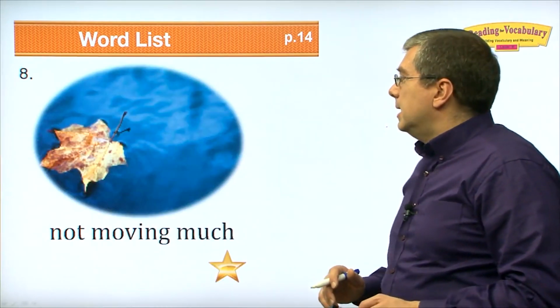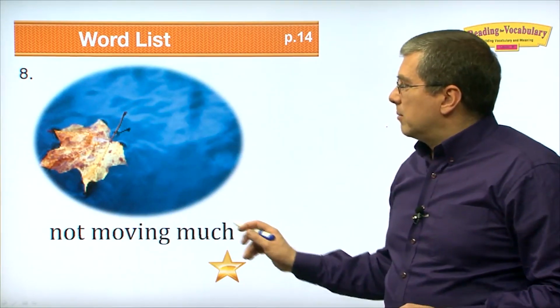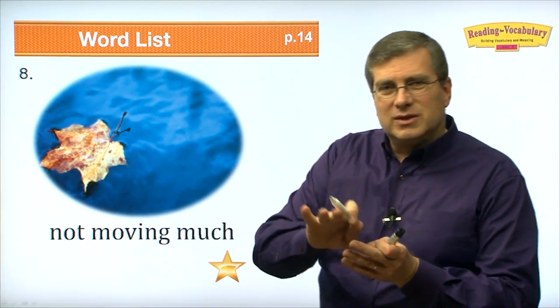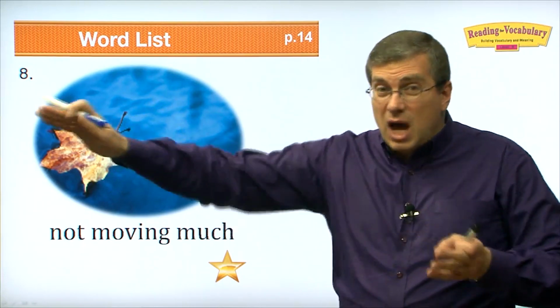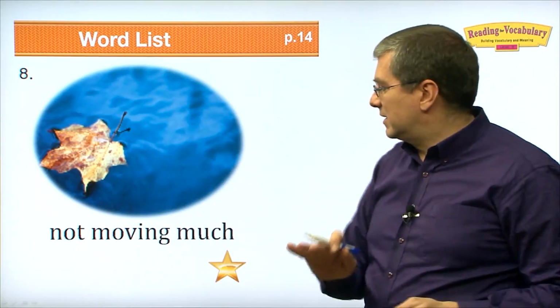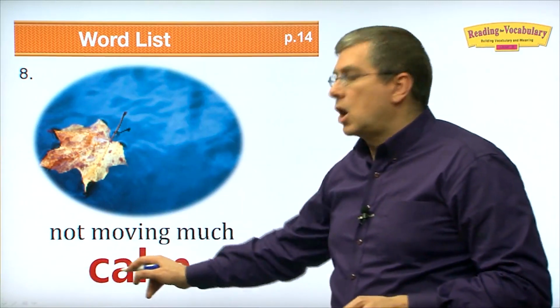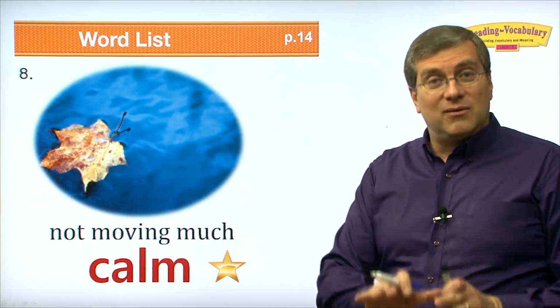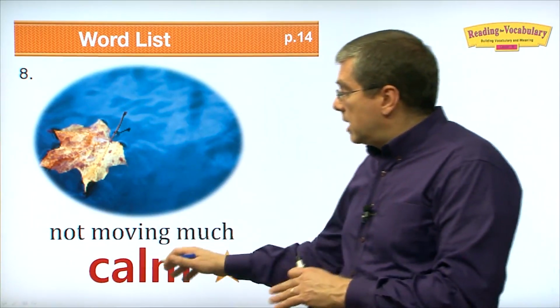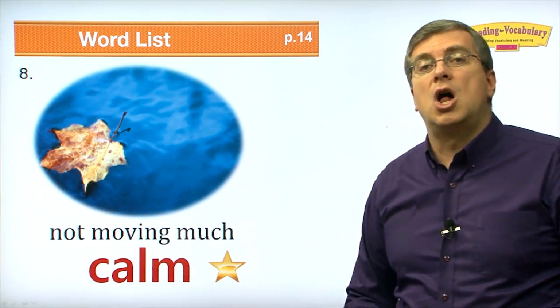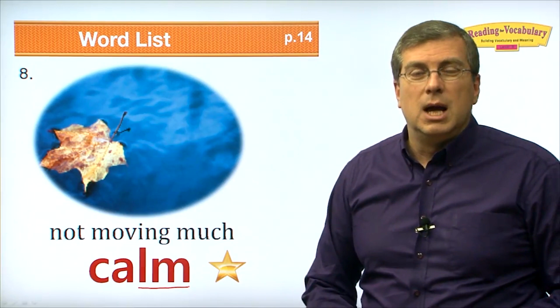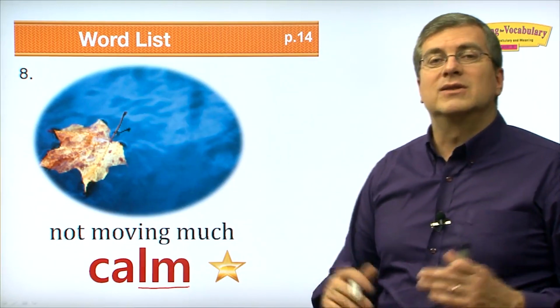Okay. Next one, 8. Not moving much. If there's a leaf on the water and the leaf is not moving, maybe just a little bit, but not a lot, right? It's just staying still. What do we say? It's calm. Actually, we saw this word before, right? When we saw the park. It's calm and not violent, peaceful. Another word for peaceful is calm. Now you have these two, L and M. Calm, right? It's calm.